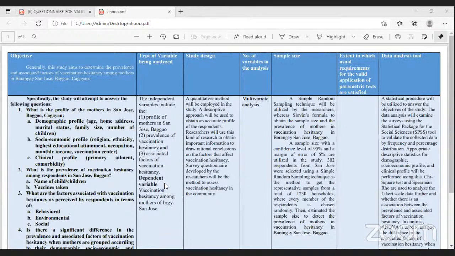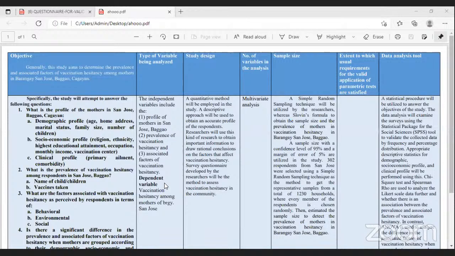Our study design: a quantitative method will be employed in the study. A descriptive approach will be used to obtain an accurate profile of the respondents. Researchers will use this kind of research to obtain important information to draw rational conclusions on the factors that affect vaccination hesitancy. A survey questionnaire developed by the researchers will be the method to assess vaccination hesitancy in the community. Number of variables in the analysis: multivariate analysis. Sample size.